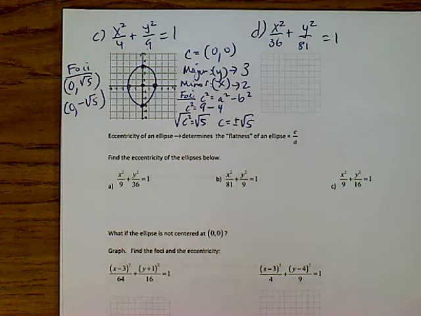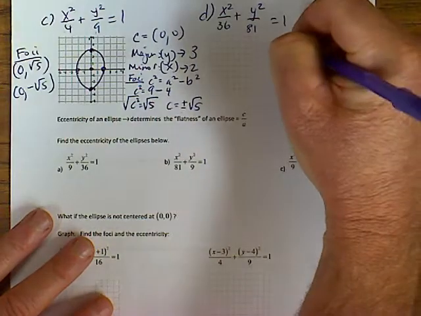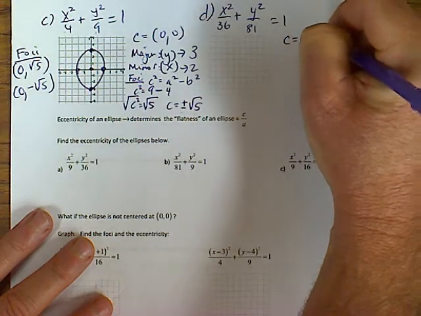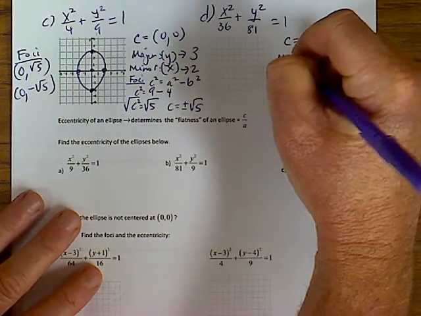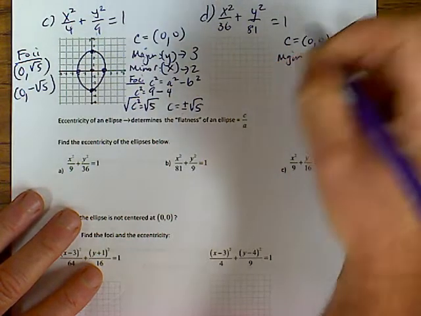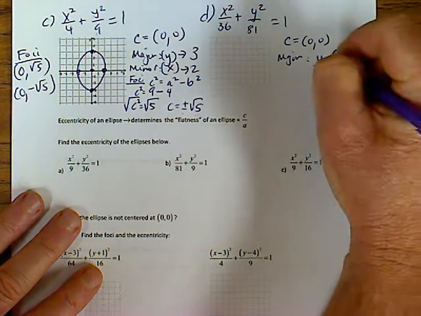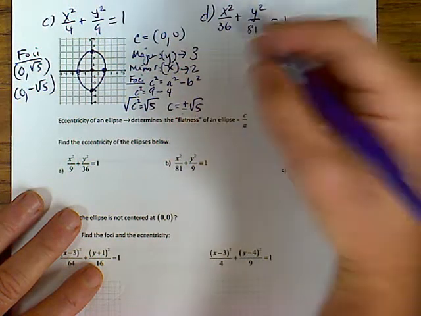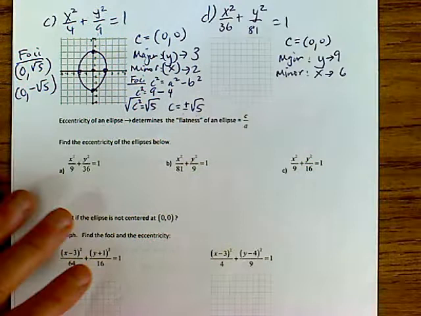All right, a little bit more coming. Let's keep working. Let's do letter D, and then we'll also find the eccentricity of each ellipse. Okay, so letter D. What is your center? Center is, again, 0, 0. Okay, nothing with x, nothing with y. What is your major axis? Again, it ends up being y here because y has the biggest number. Okay, square root of 81, we're going to go 9 units. Okay, x is going to be the minor axis, and we're going to go 6 units.